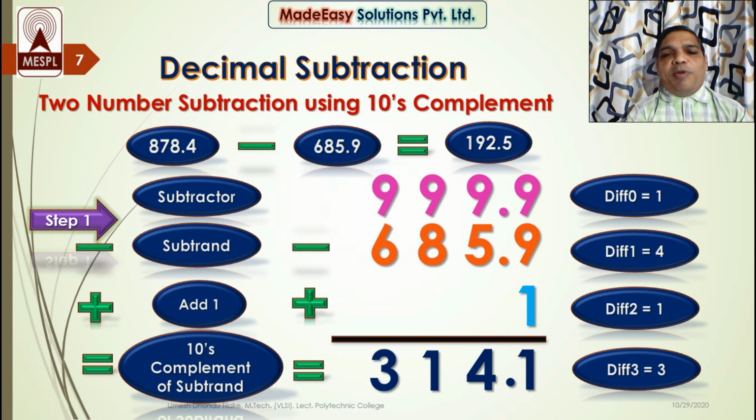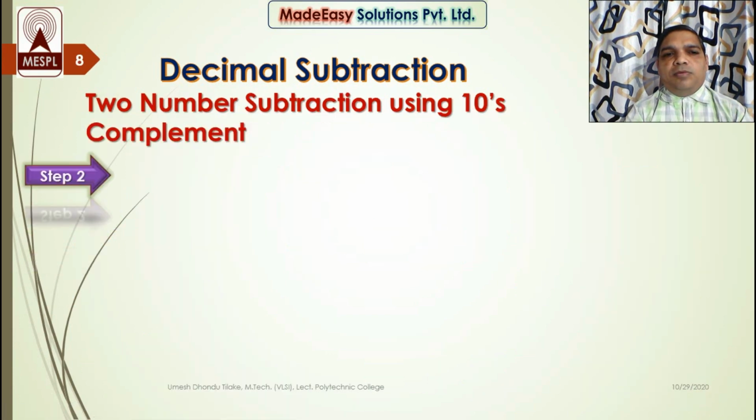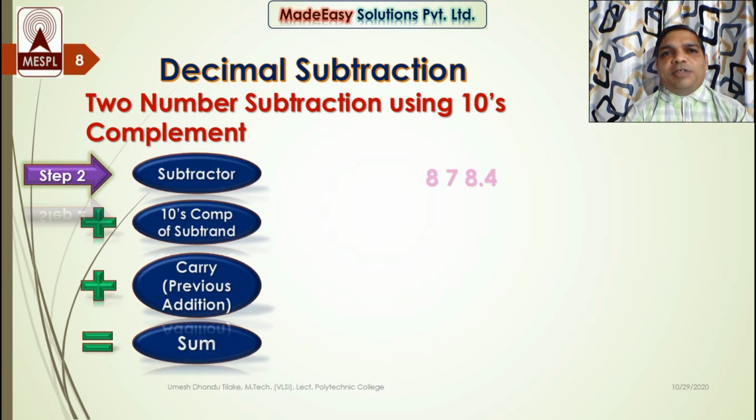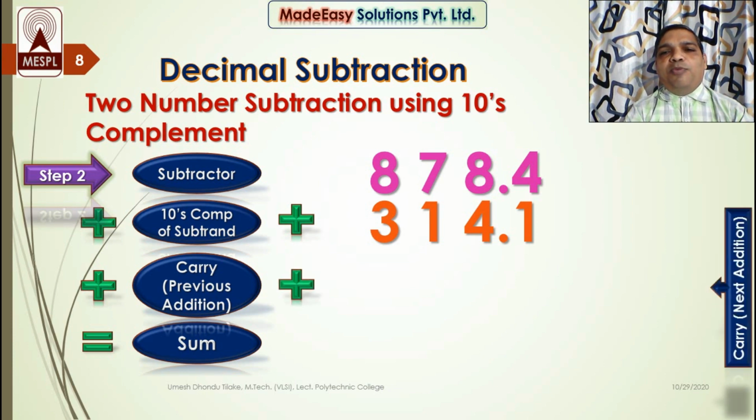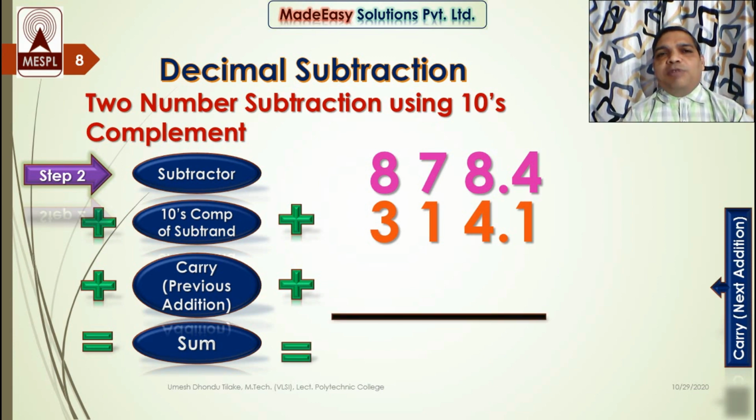So the tens complement I got is 314.1. Now in step 2, add the tens complement we got in step 1 into the subtractor. So my subtractor is 878.4 and the tens complement I got in step 1 I will add over here, and that is 314.1. I will also add the carries generated in previous addition operation. I will put over here for the next digit addition operation, and thus I will get the sum over here, and this sum is actually the difference.